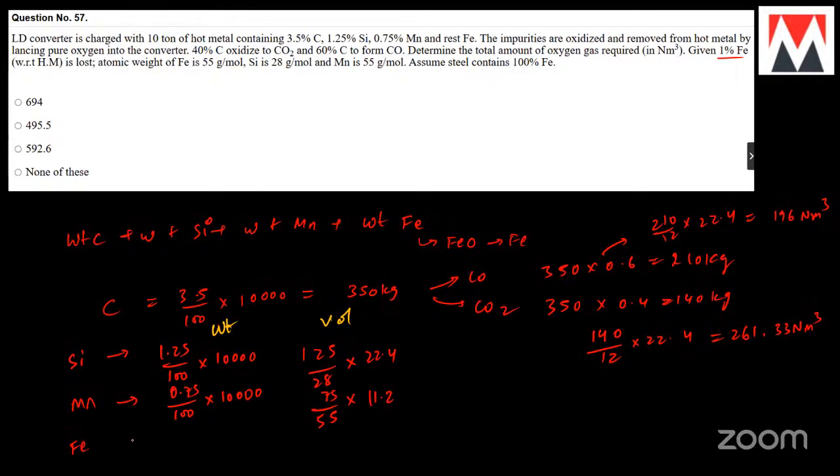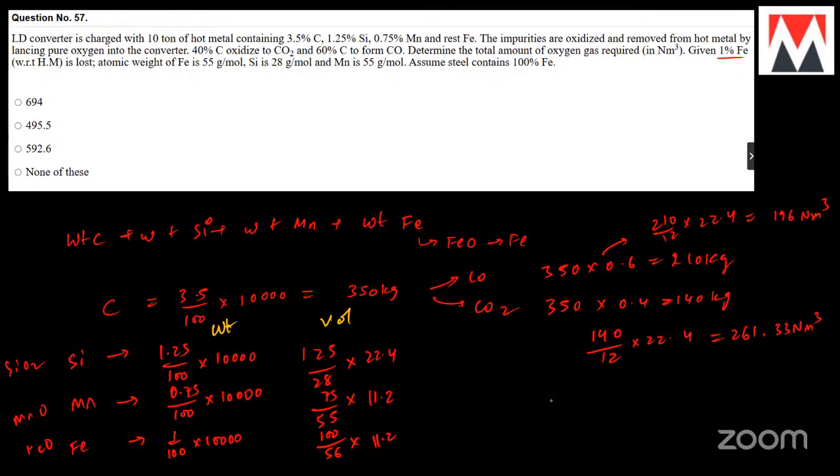You have iron, which is 1%, 1 by 100 into 10,000. So you have 100 by 56 into 22.4. Oh, okay, this is also 11.2 because for Fe, you convert into FeO. For Mn, you convert into MnO. For Si, you convert into SiO2. That is why it is 22.4 liters. That means 1 mole of oxygen, half mole of oxygen, half mole of oxygen.